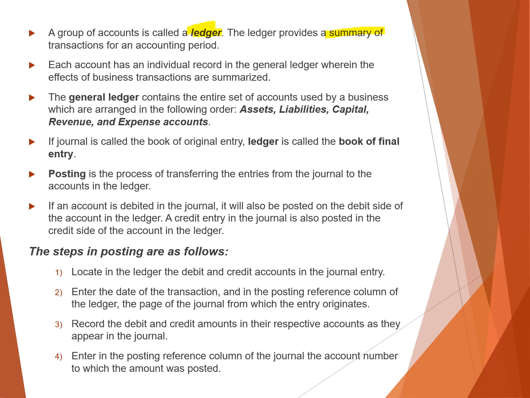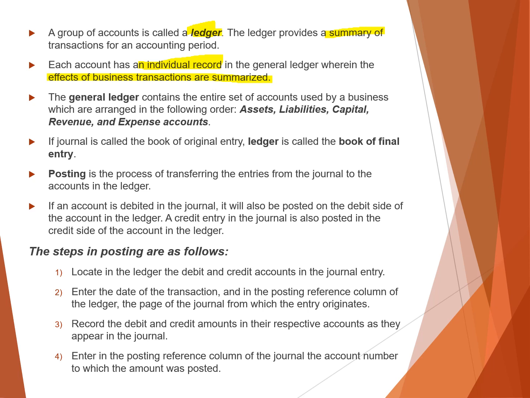Kasi sa ledger, doon natin sinasummarize, for example, yung cash. Ano ba lahat yung naging transaction sa cash? Tapos, doon din natin i-compute magkano na lang ba ang remaining amount ng cash? Magkano ba yung remaining balance ng cash? Okay? So, here, each account has an individual record wherein the effects of business transactions are summarized.